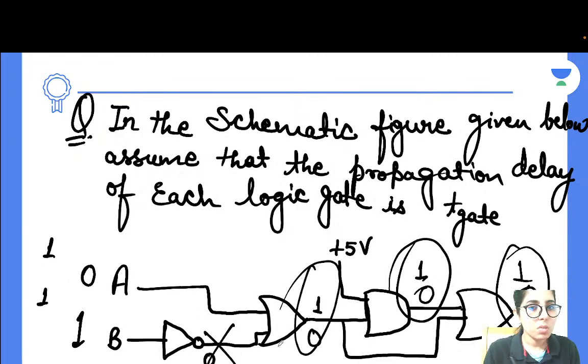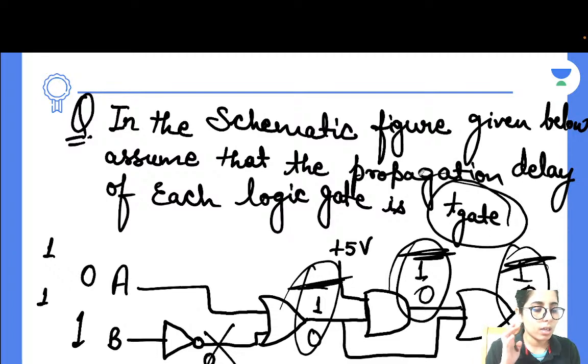Now, how many times will the delay be there? So 3 times. Why? Because whenever the output is changing, there are 3 times the delay for each logic gate you will have. They have given that the propagation delay of each logic gate is T gate. So every time for each logic gate, whenever the output is changing, there is a delay, okay? And it's 3T gate here for the first option.